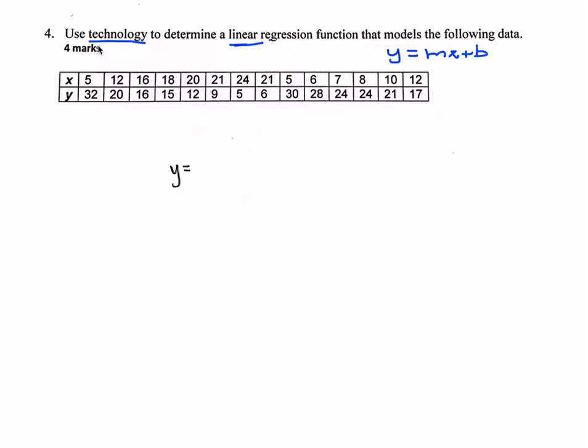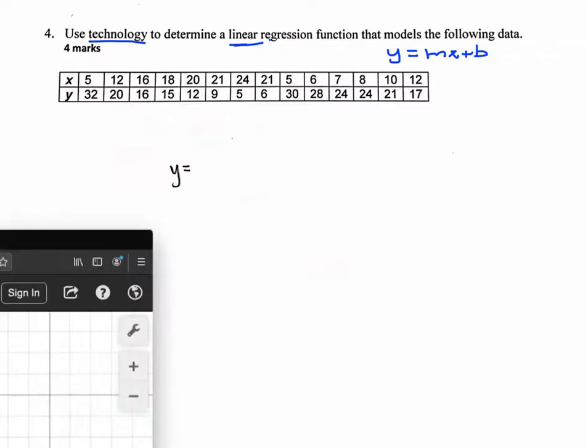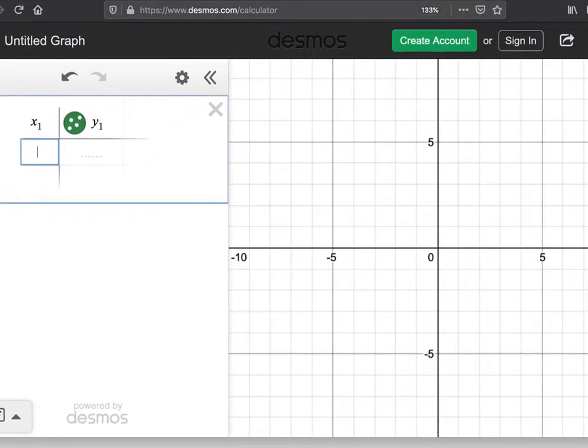So you could do this on graph paper, plot a whole bunch of points, use a ruler, draw a line, see where it crosses the y-intercept, and that would be your b value, and then figure out the slope of that line, and that would be your slope. Now, since you're supposed to use technology to do this, one of the nice pieces of technology we have is Desmos. So we can use Desmos to do that.